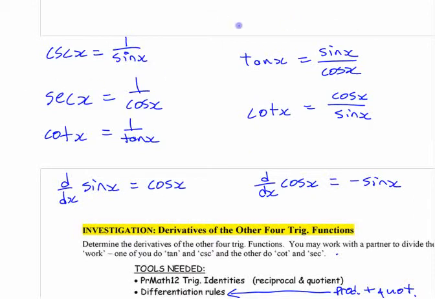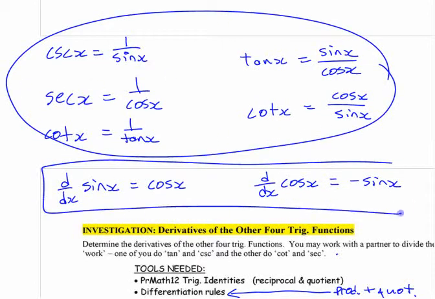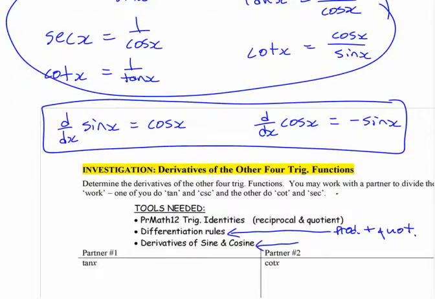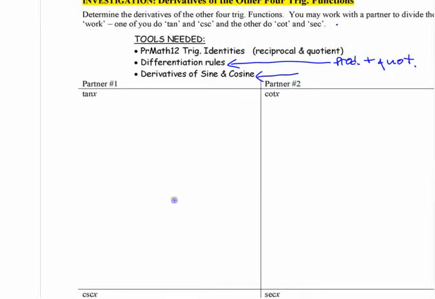So if you have those five things, you have these identities with the derivatives. And then you have your differentiation rules, product and quotient rule. You can generate some of these derivatives of the other four. You can almost do it like you did a trig proof, right?